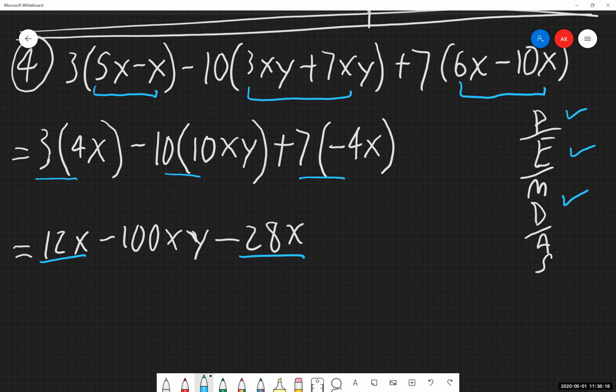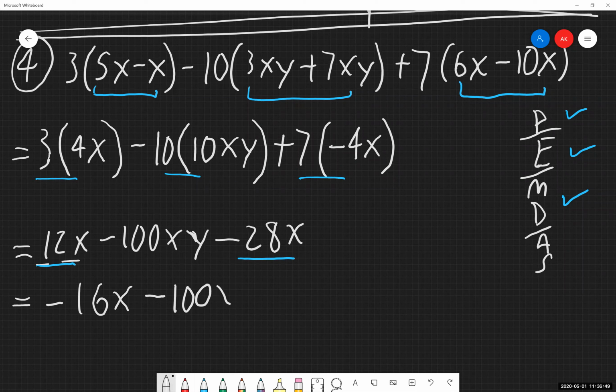Okay. So combining these things together, the x terms, I have 12x minus 28x. If my mental math is correct, we should be getting a negative 16x coming out of that then. Combine those ones together. Nothing happens to the negative 100xy, so it's just going to come down to the next line as it was. No changes whatsoever to it. I cannot combine like terms any further.